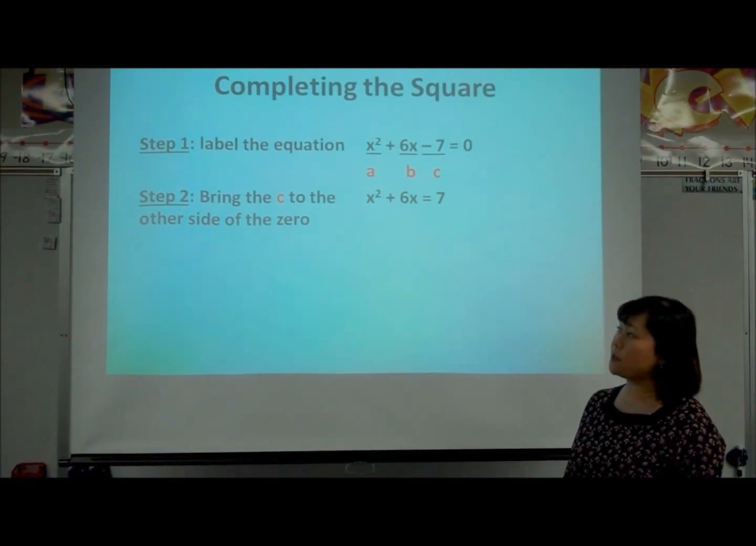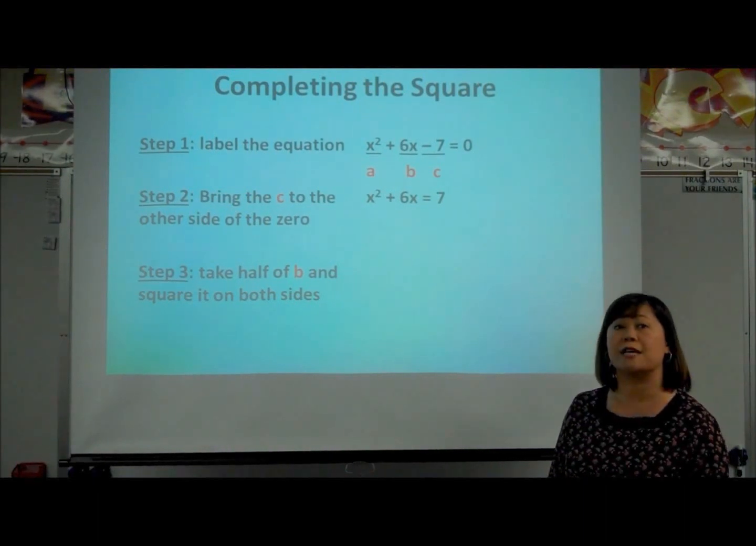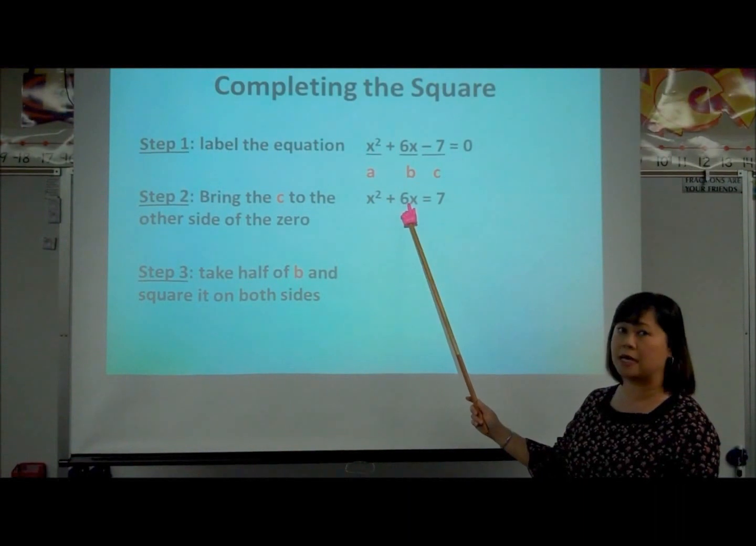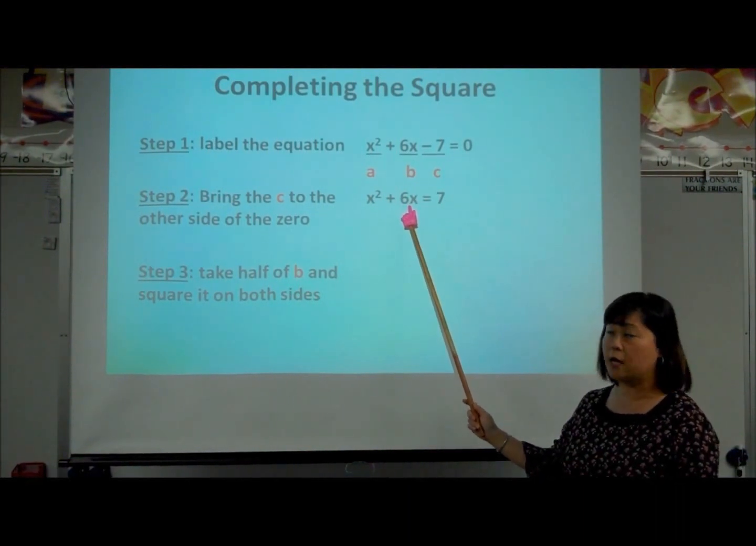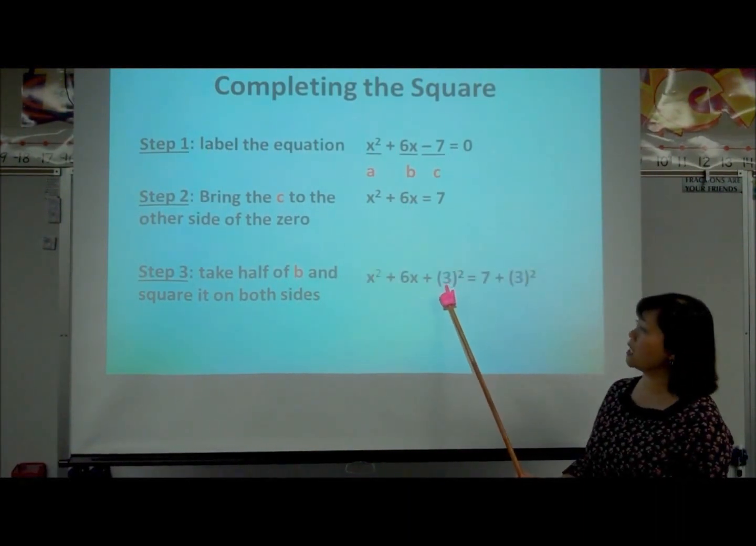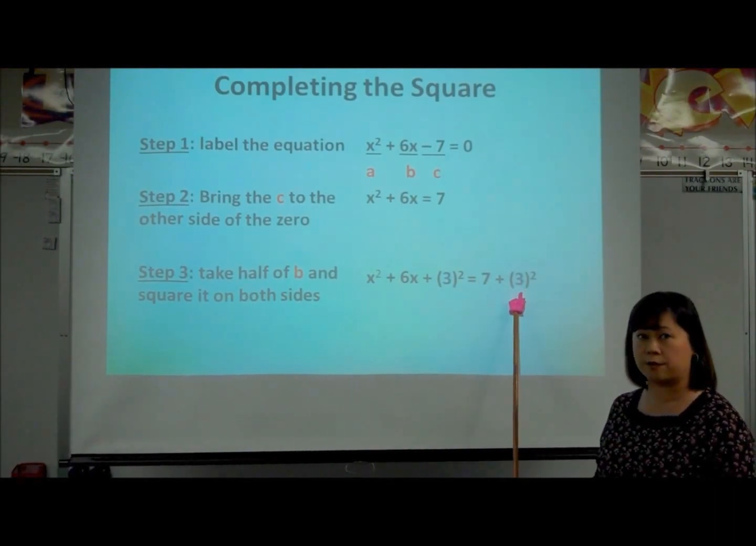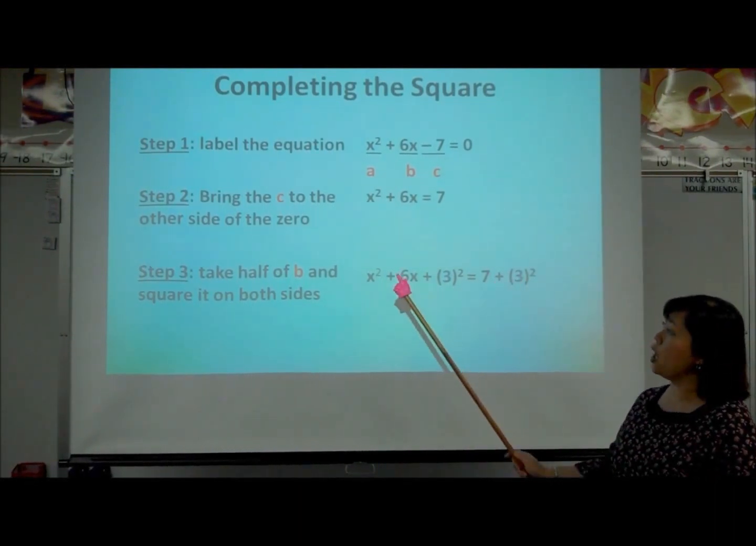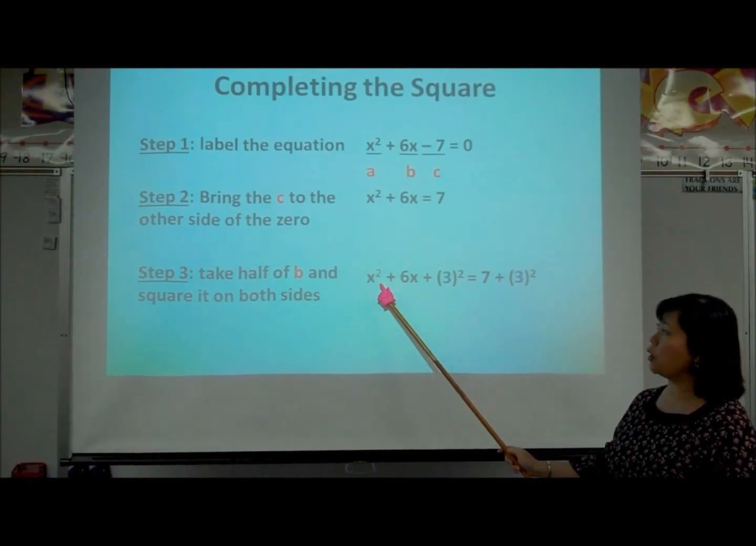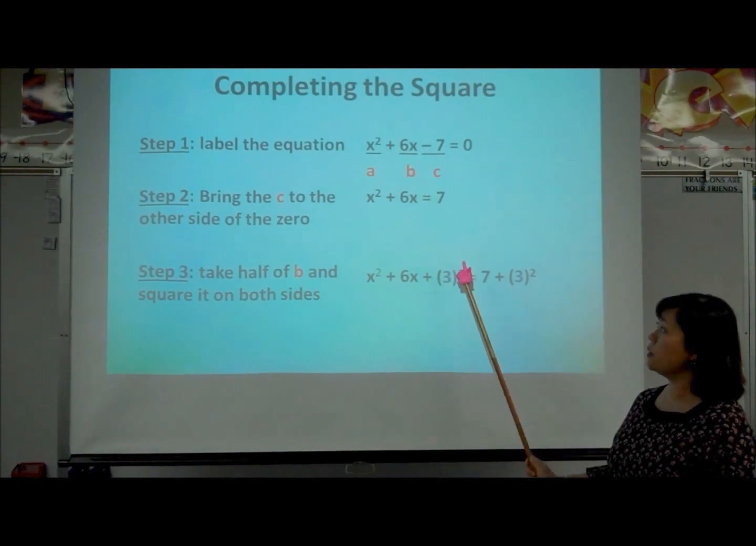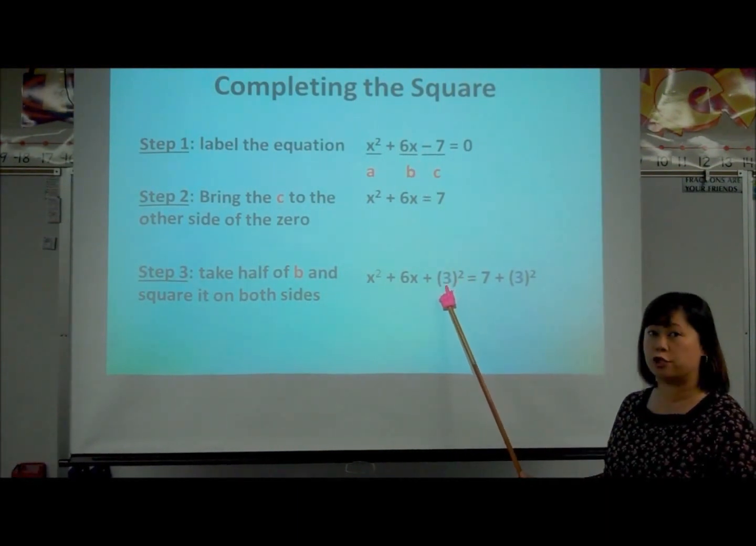So let's go into step number 3. Step number 3 is we're going to take half of b and square it on both sides. In our case, 6 is the b, half of 6 is 3. We're going to square it on both sides, so it becomes 3 squared on this side, and we're also going to square it on the other side of the equal sign. Now, just again, review: this x squared plus 6x was the original equation that we had up here. The 3 squared is something that you just created.